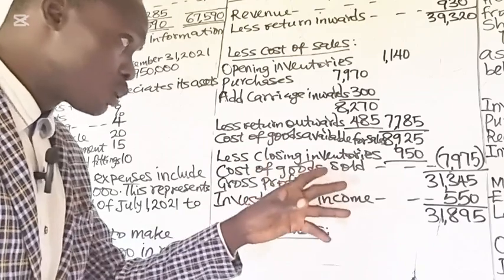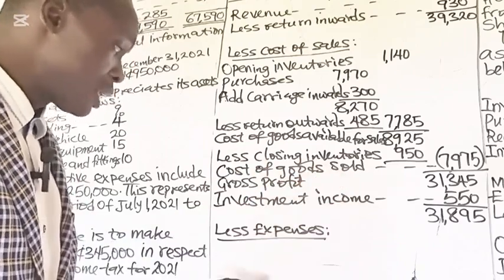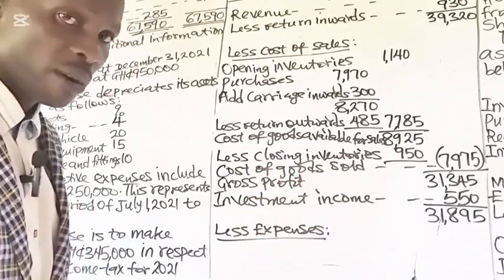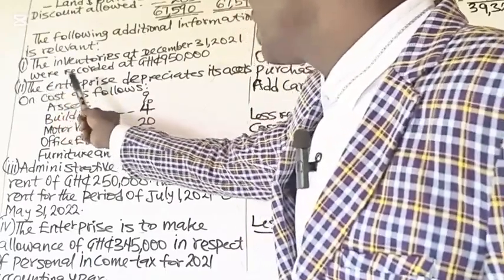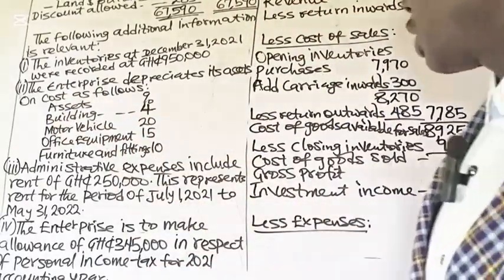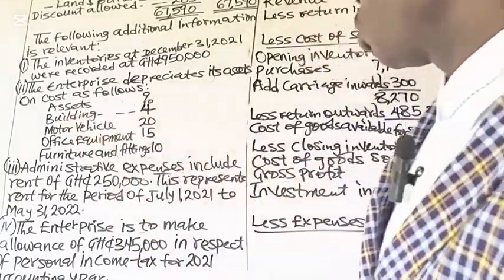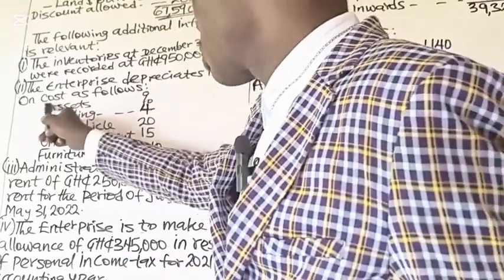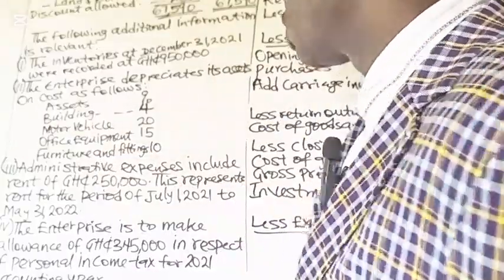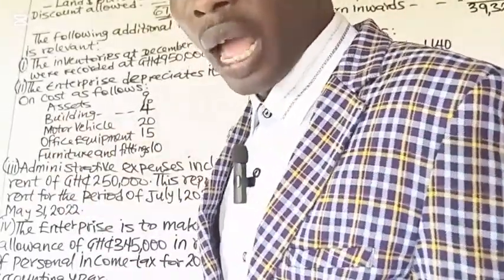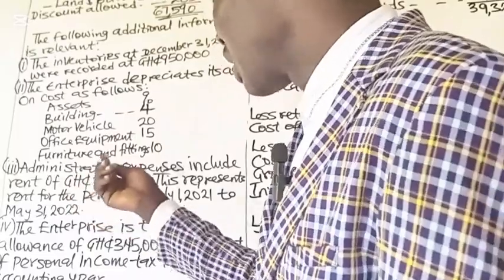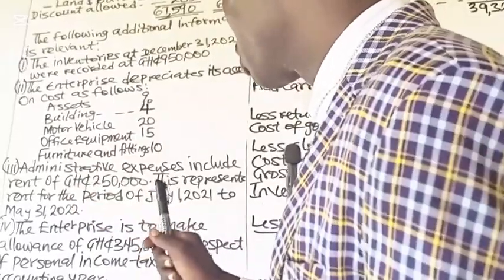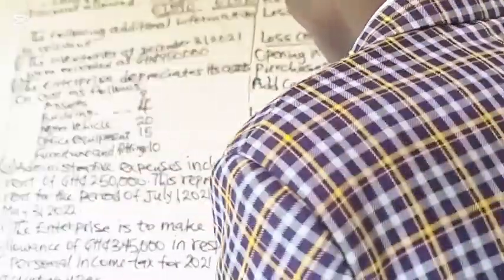So those figures in the trial balance will need to be adjusted in the statement of profit or loss. Two, the enterprise depreciates its assets on cost as follows, where depreciation is calculated on cost. That means the method of depreciation used is the straight line method. Just apply the rate on the cost of the asset directly. I want you to note that depreciation should be expensed.